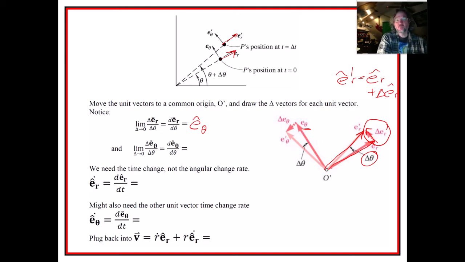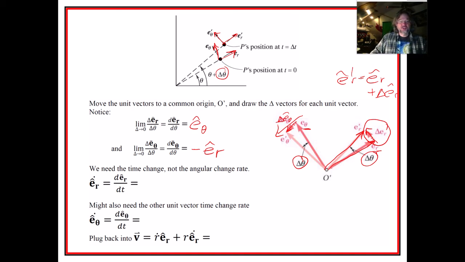We'll also note in the other one, if we now instead take this e_theta and the new e_theta dash there, the delta e_theta that we have right here starts to point in the negative e_r direction. As delta theta gets smaller and smaller, that increment starts getting smaller, and it starts pointing this direction, which you'll notice is the negative e_r direction.